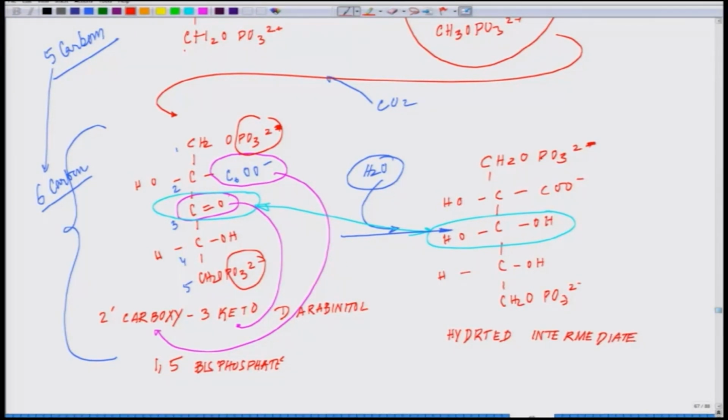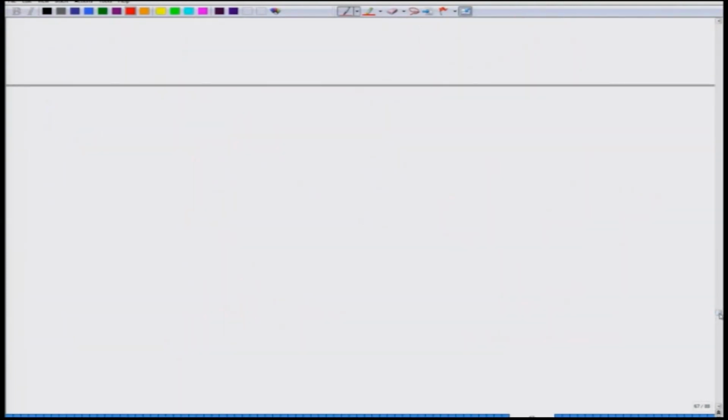Once you get this hydrated intermediate, which is again a 6 carbon, this 6 carbon gets split up into 2 products, and the products are like this. What you have is a carbanion, which is C with the minus out there, CH2OPO3 2 minus and an OH. So, this is one product which is formed.